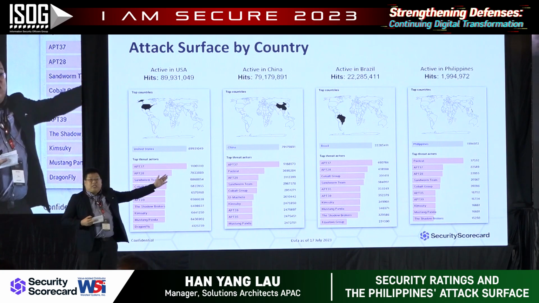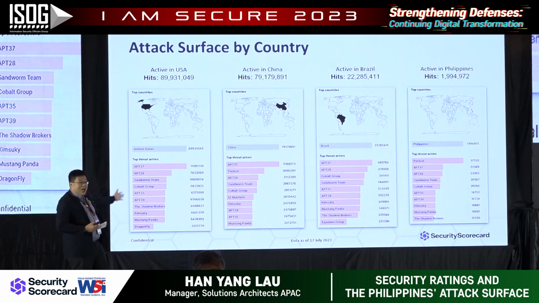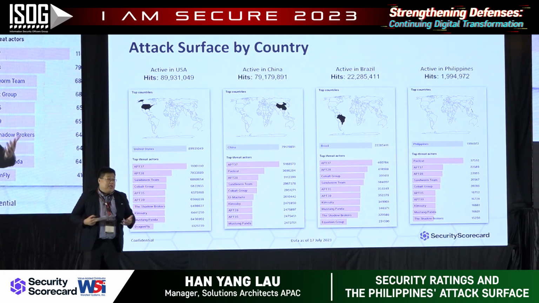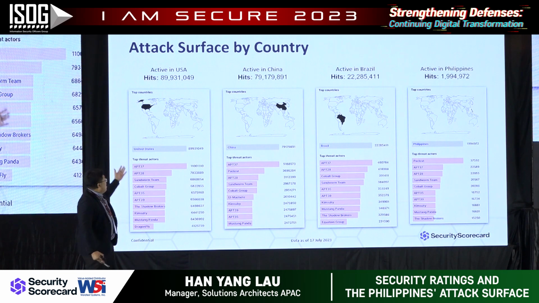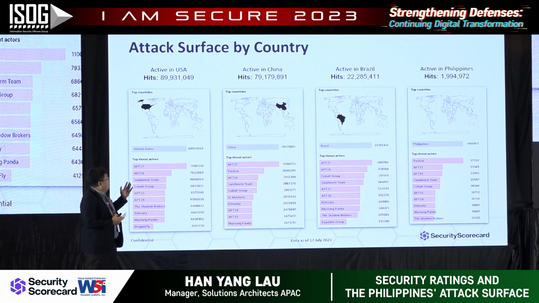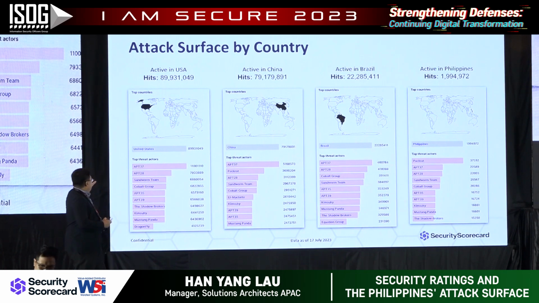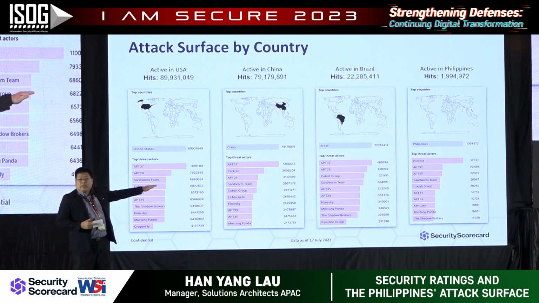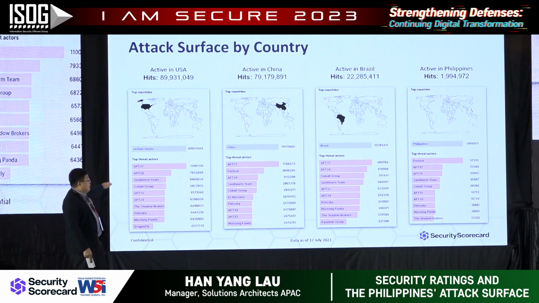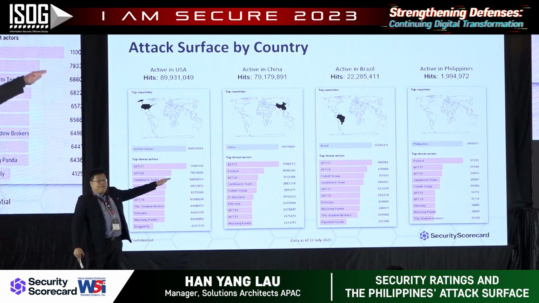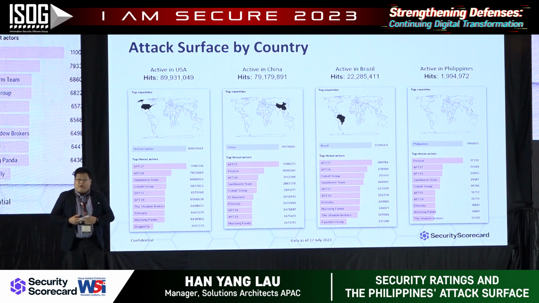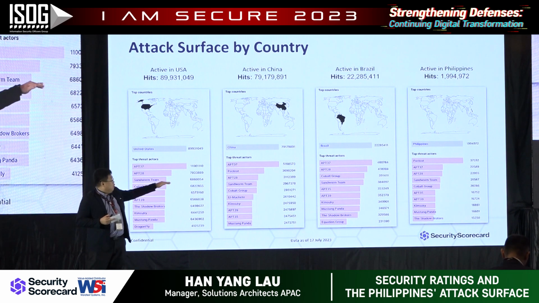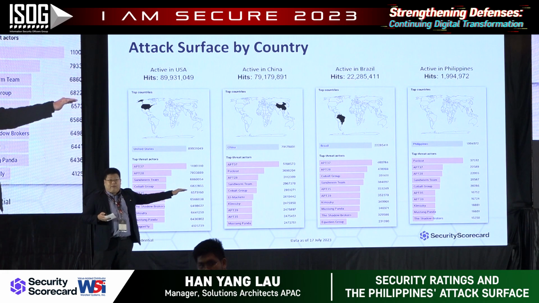I think everyone's interested in the last one, right? So you look at China, you look at Brazil because of the BRICS nations coming up as well. China, 79 million, Brazil, 22 million. But you can look at the top threat actors in the three countries: APT37. And if you look at the Philippines, it's almost 2 million IP addresses with issues. Number two is also APT37.